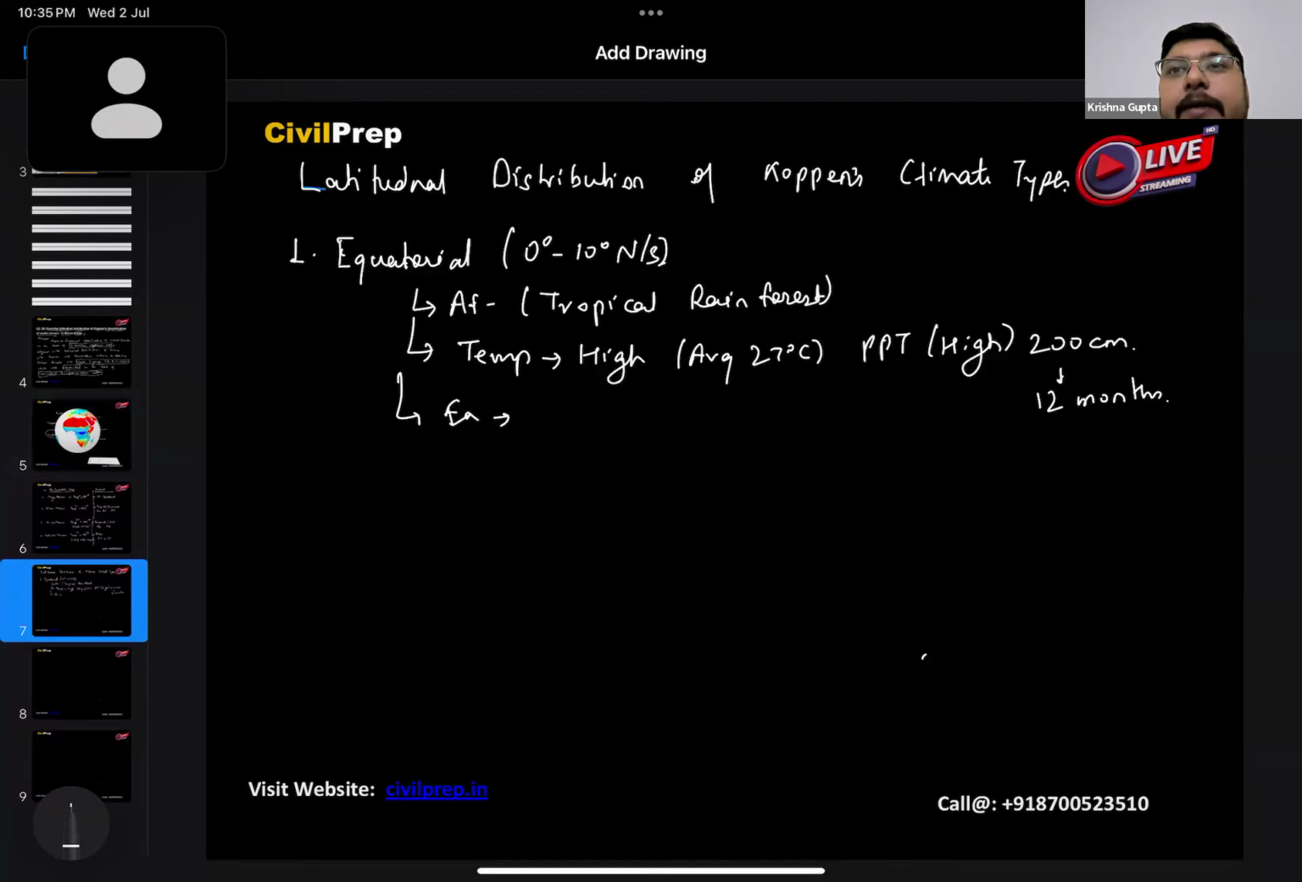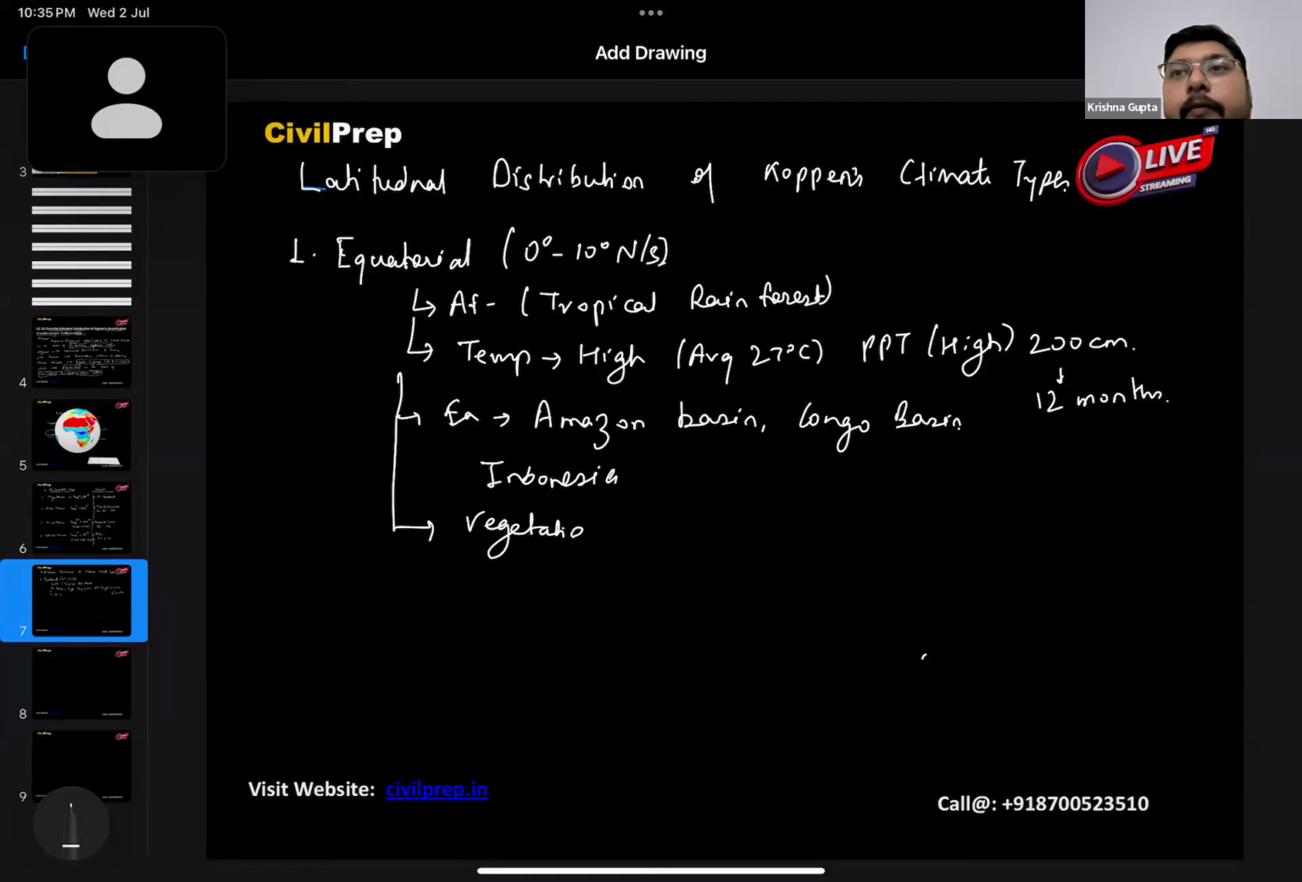So example we'll be seeing here, that is Amazon Basin, then Congo Basin, and Indonesia. So if we look at the vegetation, it is dense evergreen forest. So this is the first type, that is equatorial.